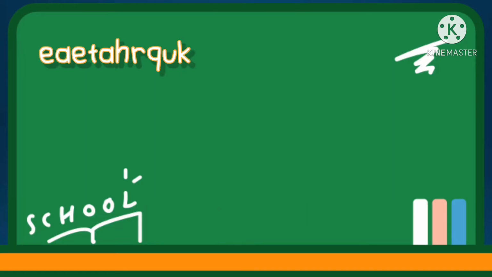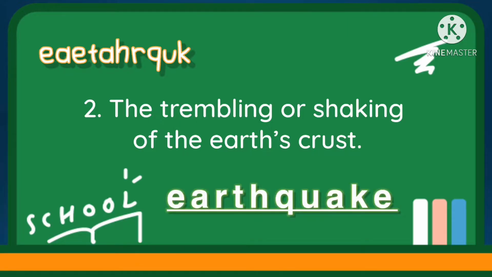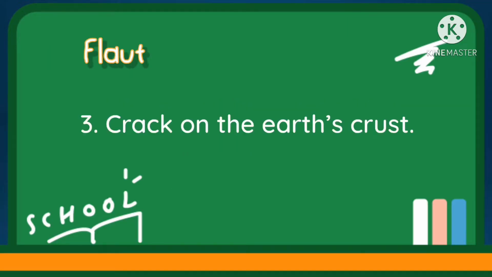How about number 2? It is the trembling or shaking of the Earth's crust. What is the answer? You're correct! That is an earthquake. How about number 3? It is a crack on the Earth's crust. You're right! The answer is fault.